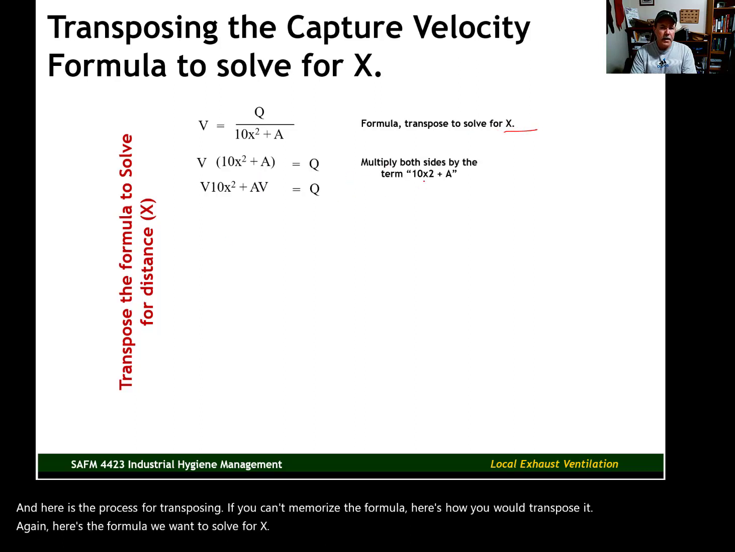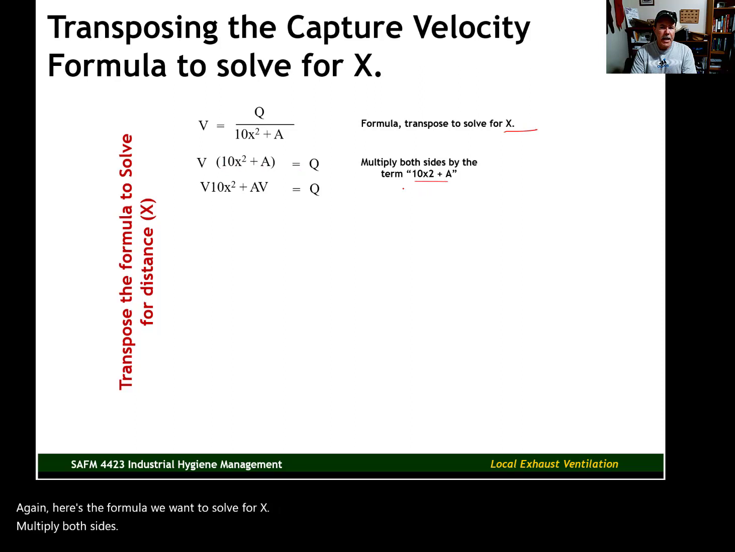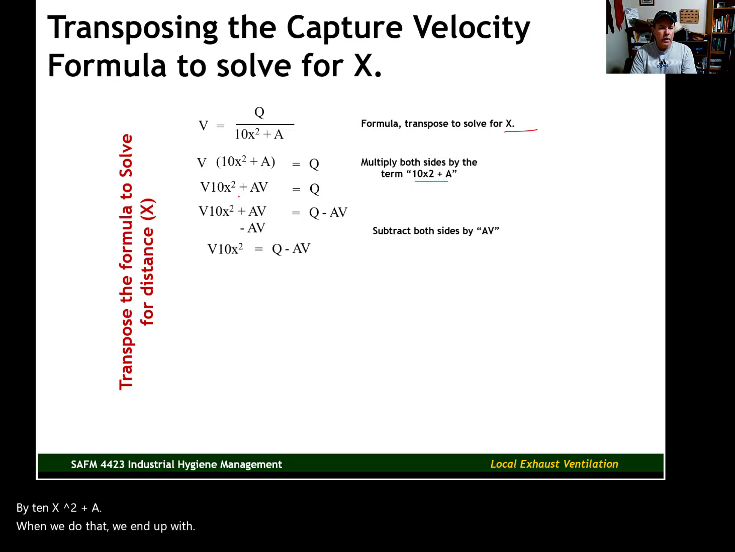Multiply both sides by 10x squared plus a. When we do that, we end up with v times 10x squared plus av equals q. We subtract both sides by the term a times v. When we do that, we lose it on this side and it's transferred over to this side. And that's what we end up with.